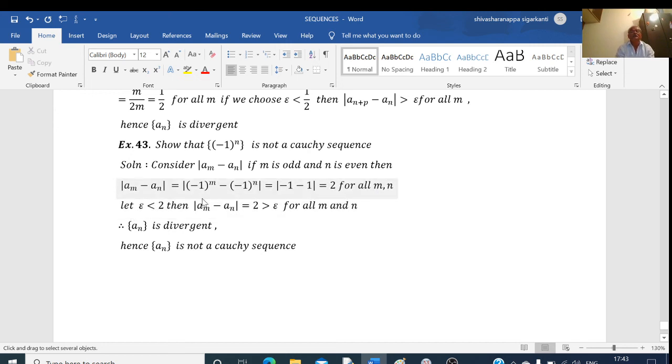And if I take the modulus of this, if I take epsilon less than 2, then |a_m - a_n| is equal to 2. Here I have taken epsilon such that epsilon is less than 2. I am getting this is equal to 2, and 2 is greater than epsilon. That is, |a_m - a_n| is greater than epsilon. This is for all such m and n. So therefore we say that it is divergent. It is not a Cauchy sequence. This is not a convergent sequence, therefore it is not a Cauchy sequence. Okay. Thank you.